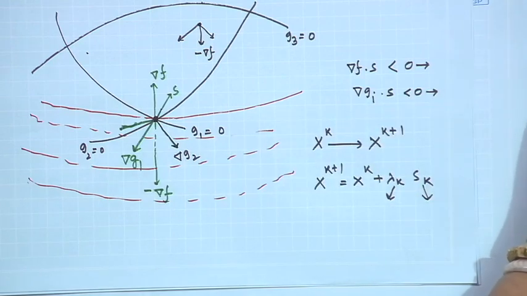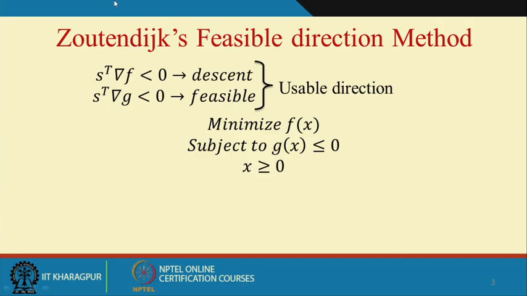And Zoutendijk said that if any direction is descent as well as feasible, that must be a usable direction for the minimization problem. And for the maximization problem, if the direction is ascent as well as feasible, that is the usable direction. That is the term given by Zoutendijk. We won't say that we will move through the descent direction or ascent direction. We will say that we will move through the usable direction.